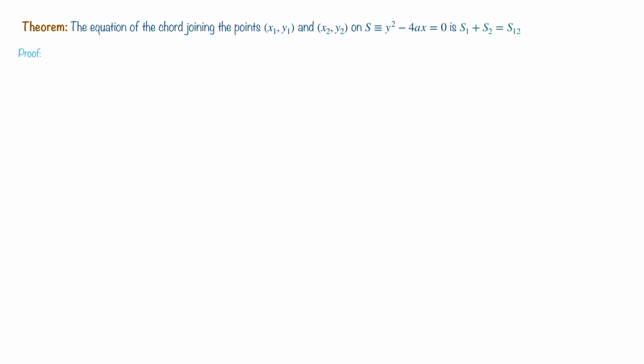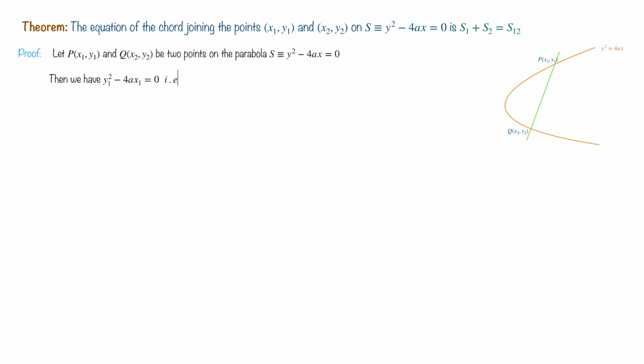Okay, fine. Let x1, y1 and x2, y2 be 2 points on the parabola S equal to 0. Here the parabola that we consider is the standard equation of the parabola, y square minus 4ax equal to 0. Since x1, y1 is a point on the parabola S equal to 0, we should have y1 square minus 4ax1 equal to 0. That means S11 should be 0. Since x2, y2 is also a point on the parabola, we should also have y2 square minus 4ax2 equal to 0. That is S22 equal to 0.